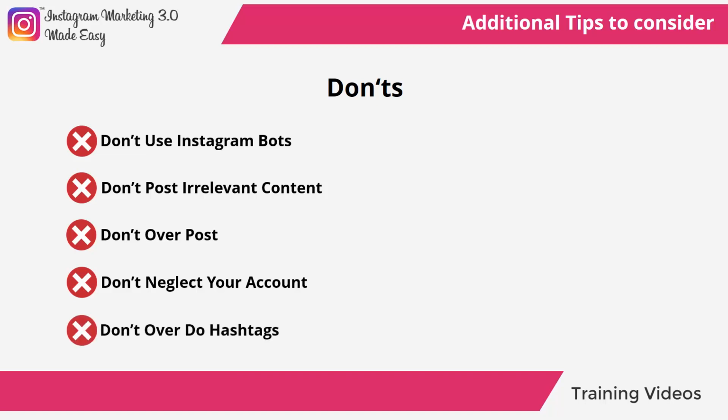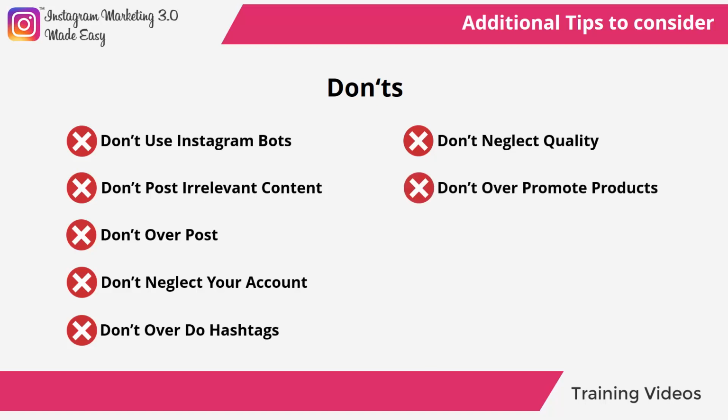Don't overdo hashtags. Hashtags are necessary, but too many of them are not going to help you, so keep them on the down low, with 10 hashtags per post at most. Don't neglect quality. Instagram is all about the visuals, so make sure to post only the best quality images according to Instagram standards.